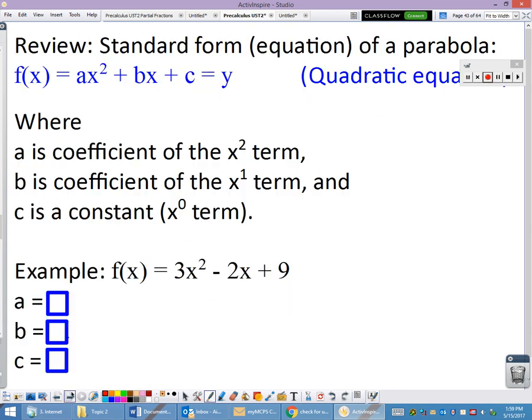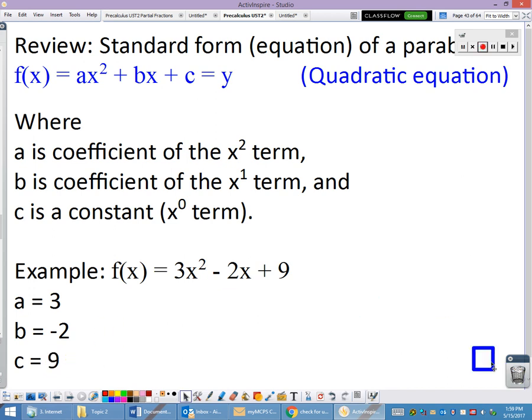Okay? Now, quadratic, you can do the same thing here. So a quadratic equation is ax squared plus bx plus c. So again, in this standard form, a is 3, b is -2, and c is 9.